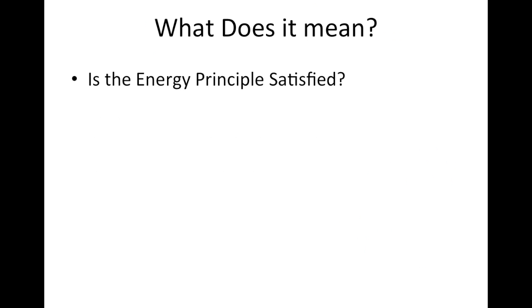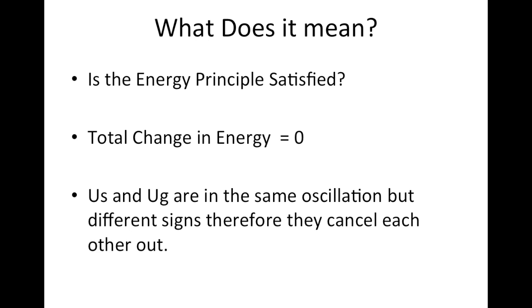What does it mean? The first question is, is the energy principle satisfied? The energy principle is satisfied because no energy leaves the system, evidenced by two facts. The total energy, which was in yellow, equals 0. And the second fact is that the spring force and the gravitational potential energy force are in the same oscillations but different signs. Therefore, they cancel each other out.